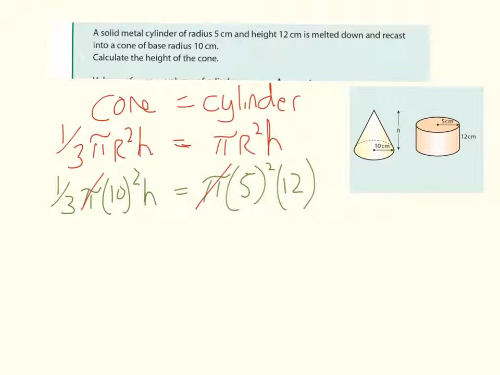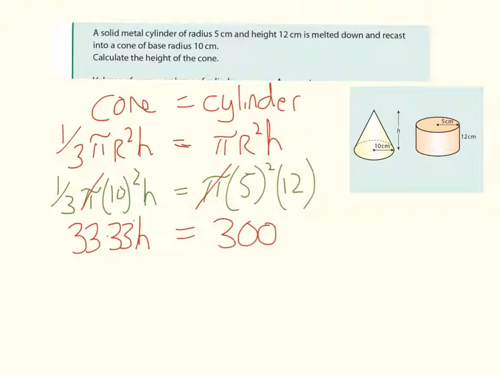Okay, so we multiply 1/3 by 10 squared, we get 33.33, and let's keep that going, times h. We're going to make that equal to 5 squared, which is 25, by 12 is 300.